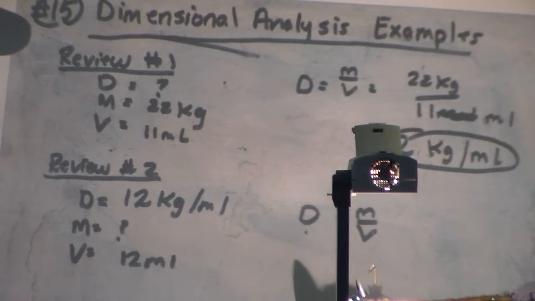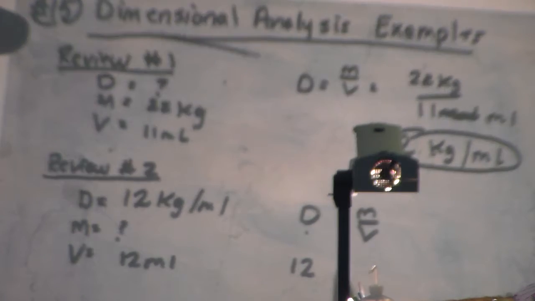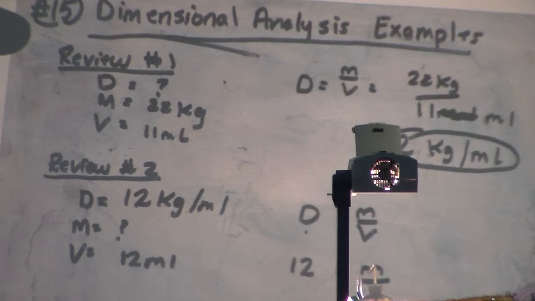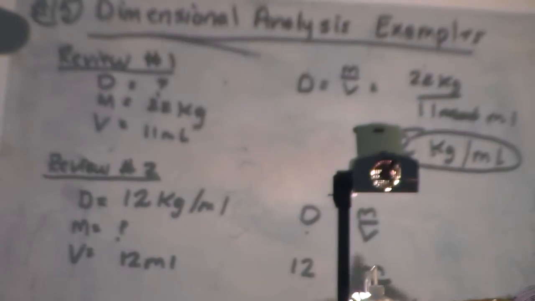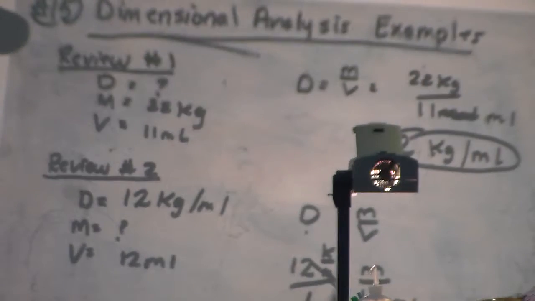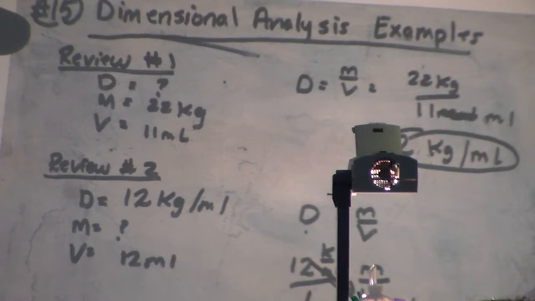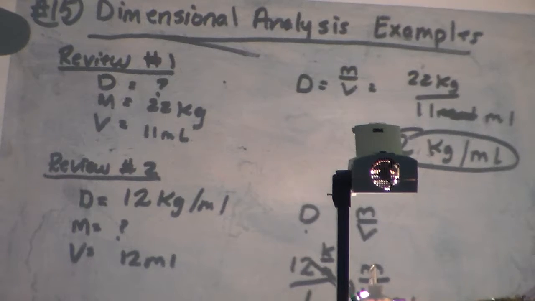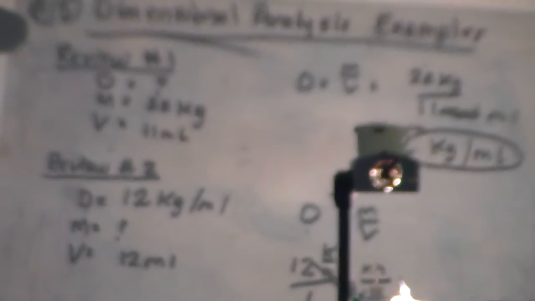Okay, what number did I put in for D? 12. What number did I put in for M? Nothing. What number did I put in for volume? And that's 12 milliliters, kilogram per milliliter. Remember what we did yesterday? What did we do? Simplify. Cross multiply. So 12 times 12 is? And then number 3.